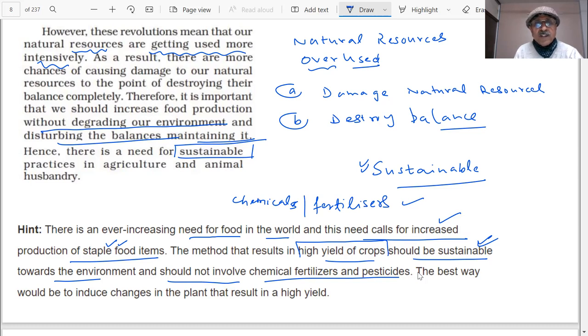The best way would be to induce changes in the plant that result in high yield. Now, what do you mean by induce changes in the plant? Can we induce changes in the plant? Important research project now. What do you think? What we mean by induce? What they are doing nowadays? Cross hybridization or genetically changing the crops, plants, and producing new crops by mixing. So many techniques are being used. So they are saying induce changes in the plant that result in high yield. Certain plants yield more, certain plants yield less. So this is a project to study which one will give more, and that should be what we should adopt.